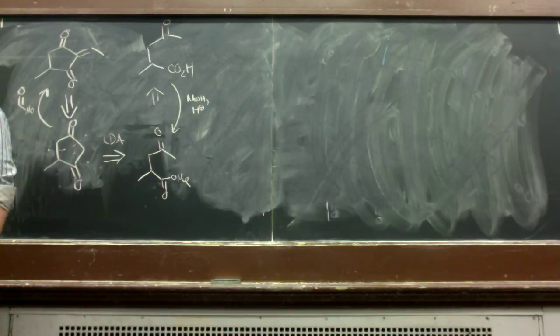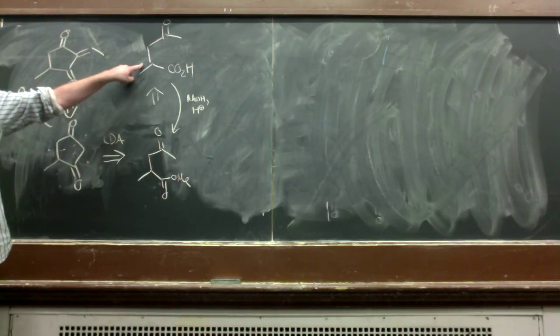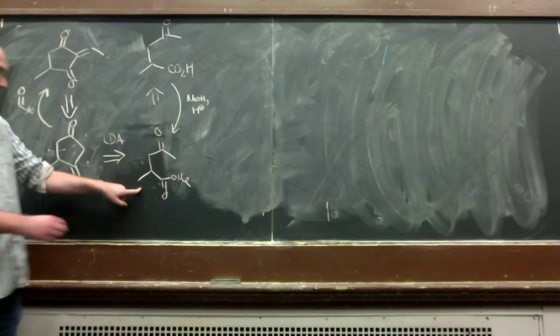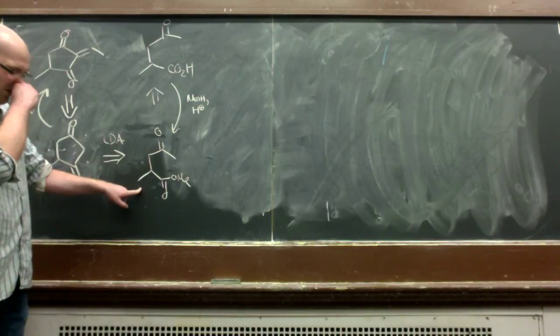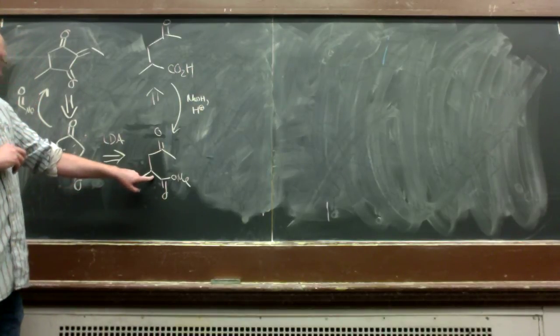Maybe longer, like, let's say that started out as an alpha beta unsaturated ketone, and then you added that carboxylic ester with fermentation.